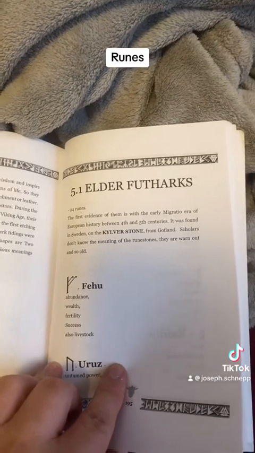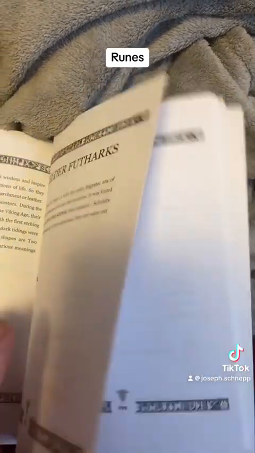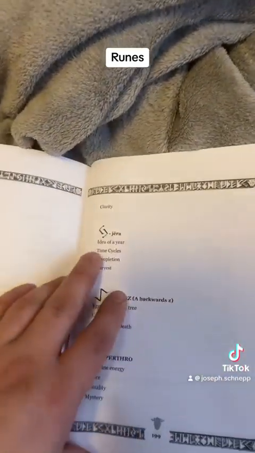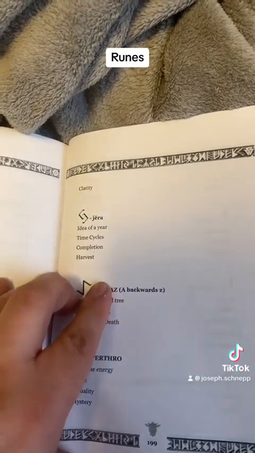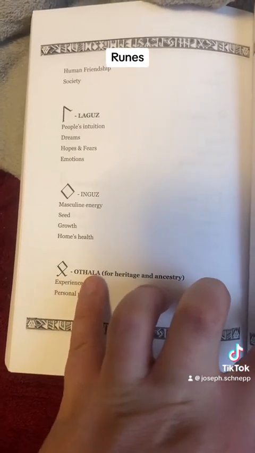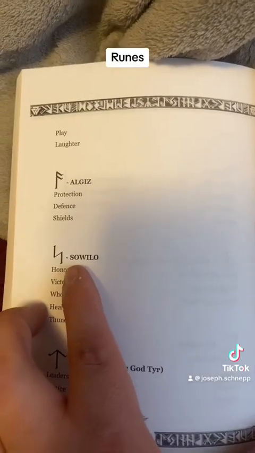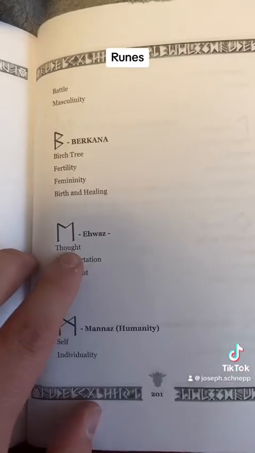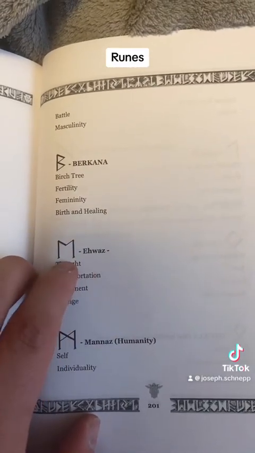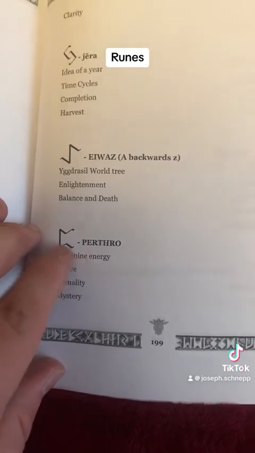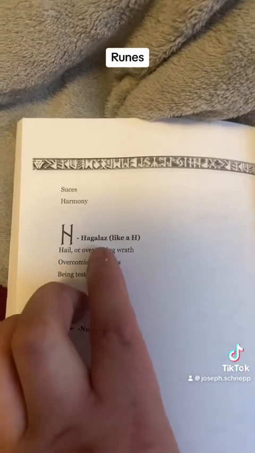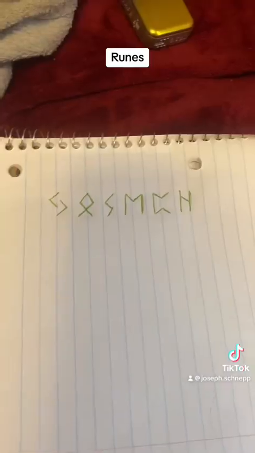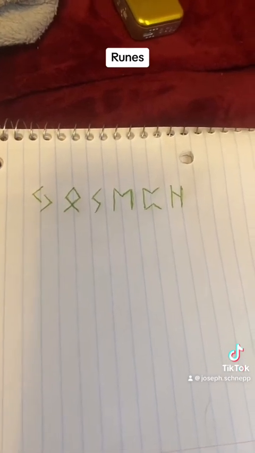I'm going to go from the Elder Futhark. They have more stuff that I like, but Jera. Okay. Then we got O, Othala. S, Sowilo. E, Ehwaz. P, Perthro. H is Hagalaz. So that right there would be Joseph.